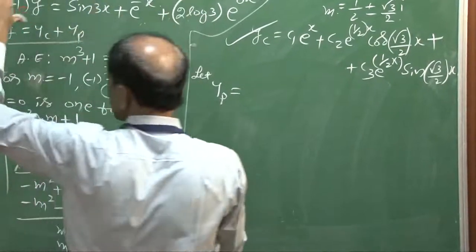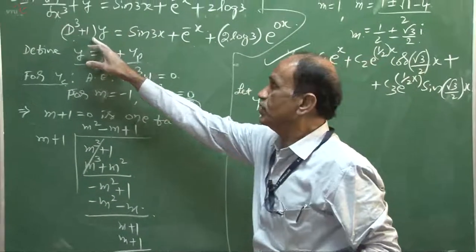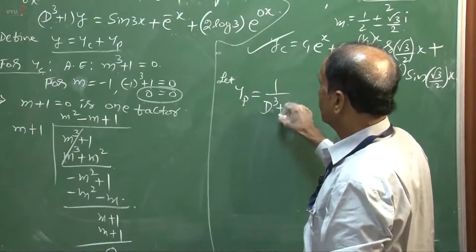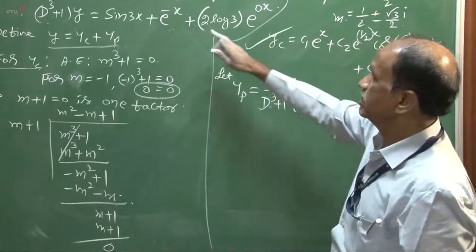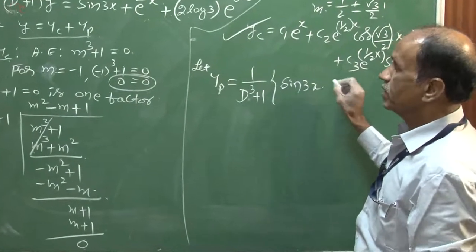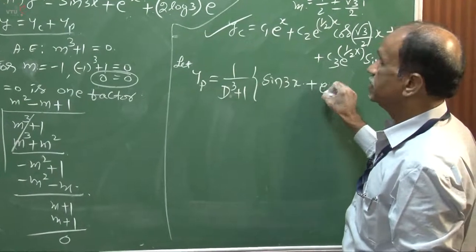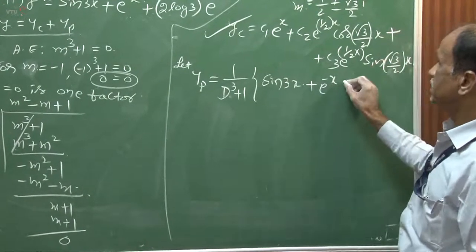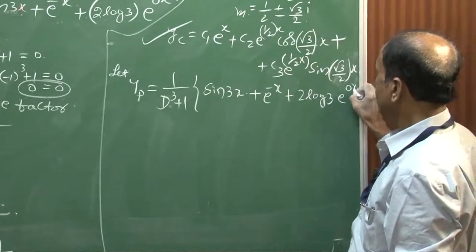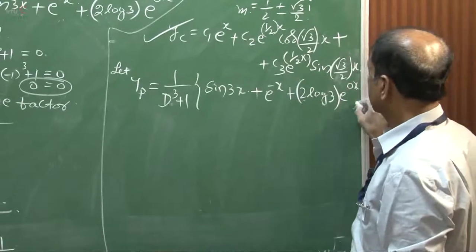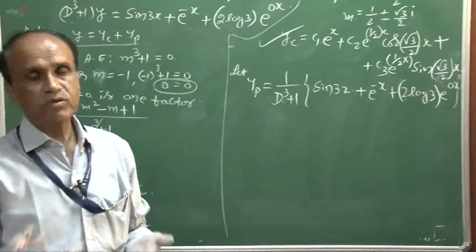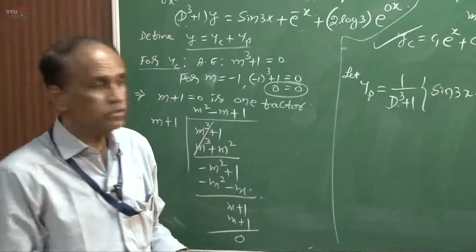Let yp is equal to, so D cubed plus 1 should be brought to the denominator, that is 1 by D cubed plus 1 to be operated on these three terms, that is sine 3x, and then plus e to the power minus x, and 2 times log 3 e to the power 0 into x. So of these three, one is a trigonometric function, another one is exponential, and one more is also exponential with a equal to 0.